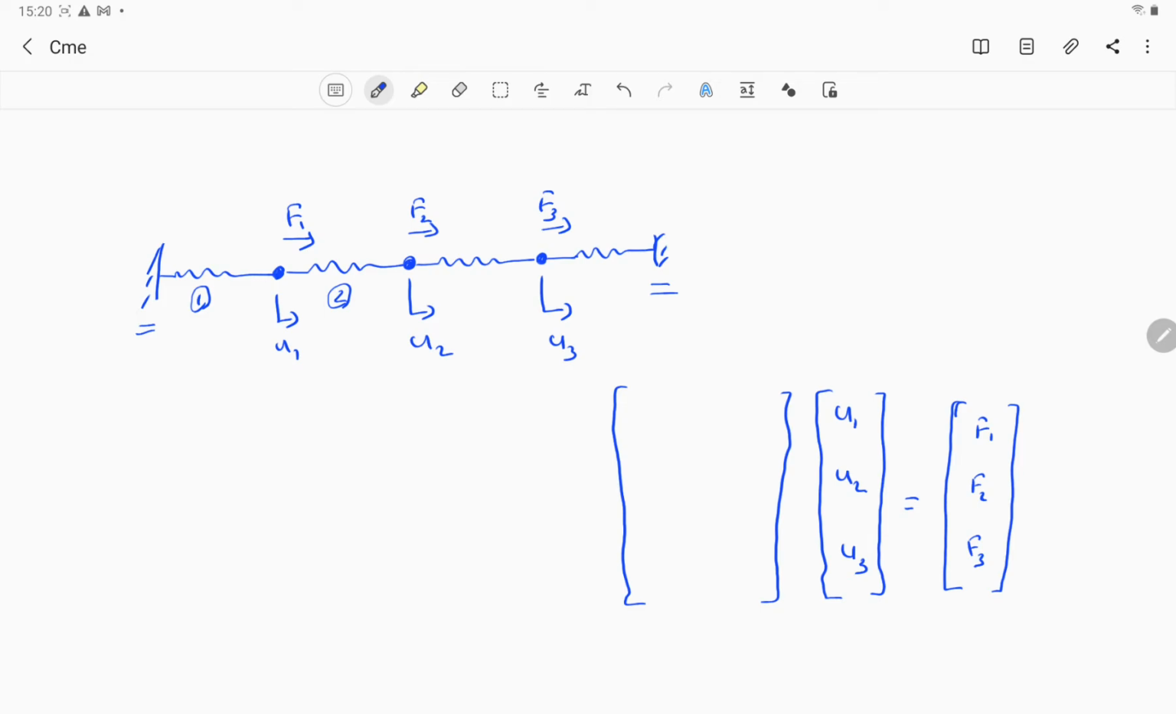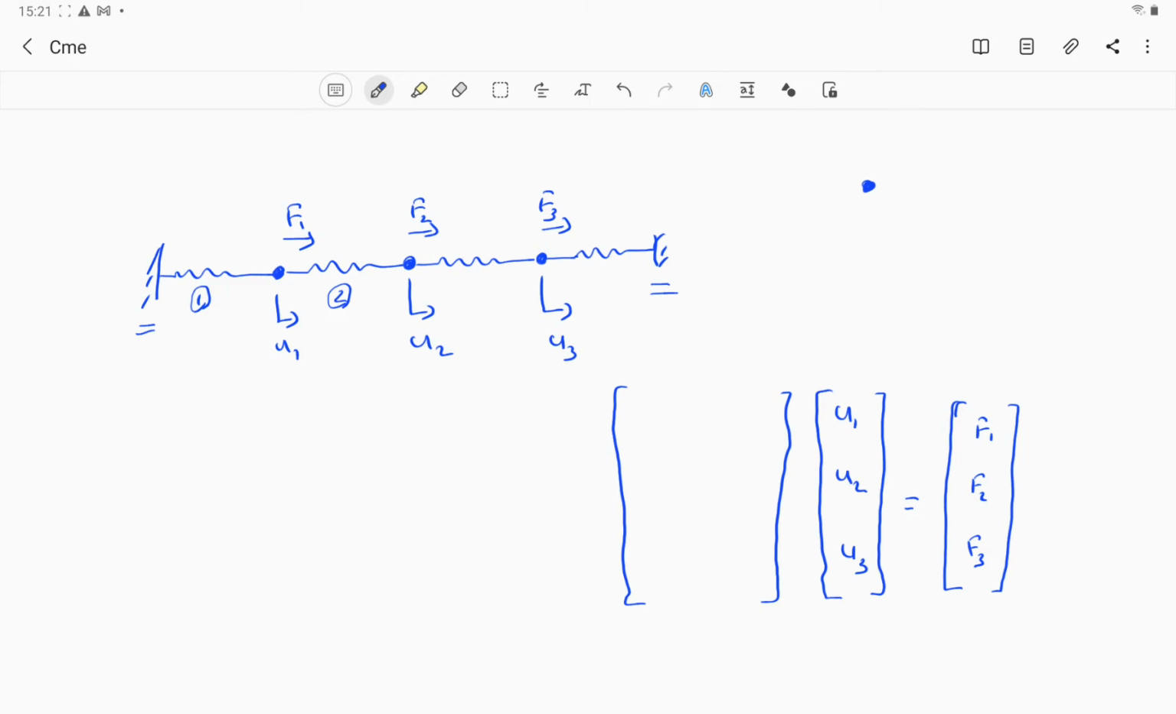So how do we construct this matrix? In order to construct it, you need to use the equilibrium equation. We have to apply the equilibrium equation for node 1, node 2 as well as node 3. Let me give an example by applying it on node 1. Say this is node 1. I'm going to draw a free body diagram on node 1.